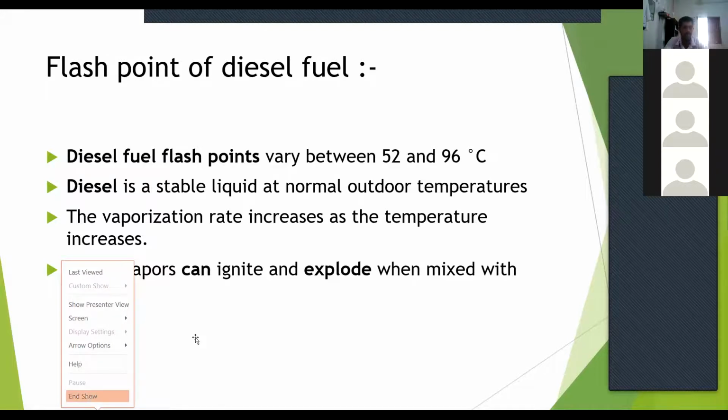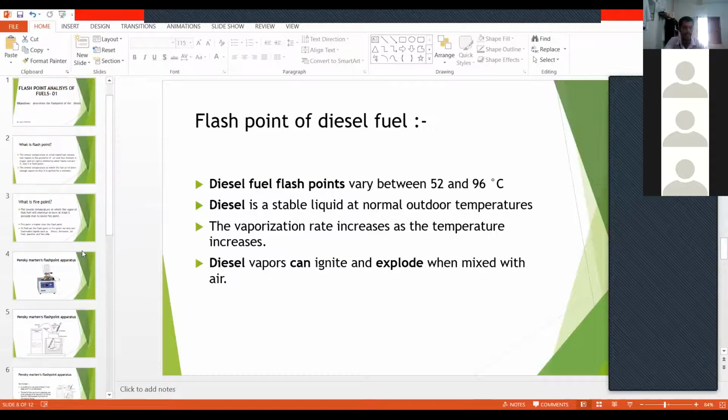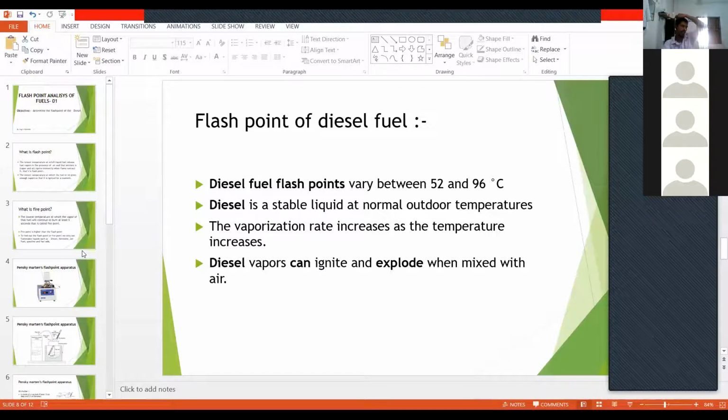Okay, then we will go to the videos and see. Before going to the video, please ask if you have any doubts regarding this flash point. If you couldn't understand what flash point is, then there is no point in doing this practical, right? Flash point is below the fire point. Fire point means the fuel starts to burn.